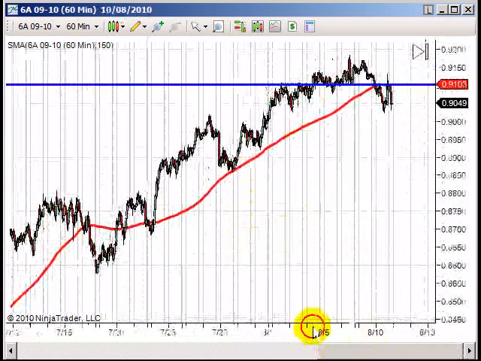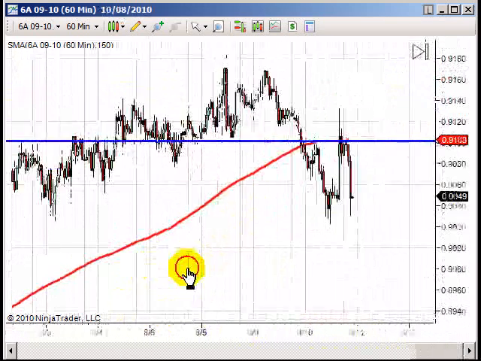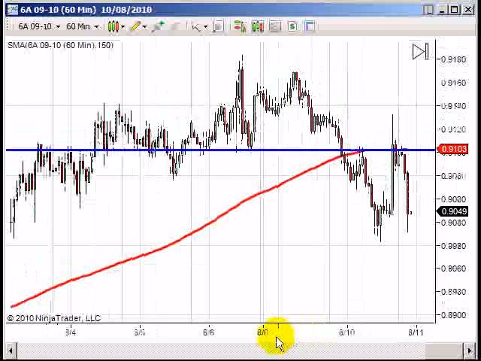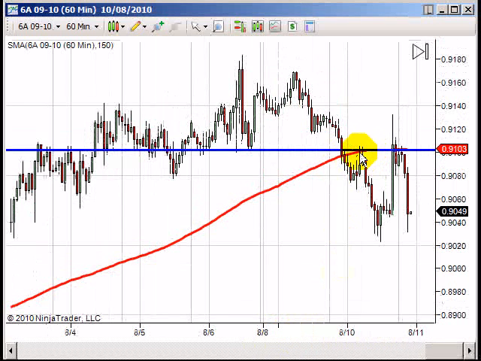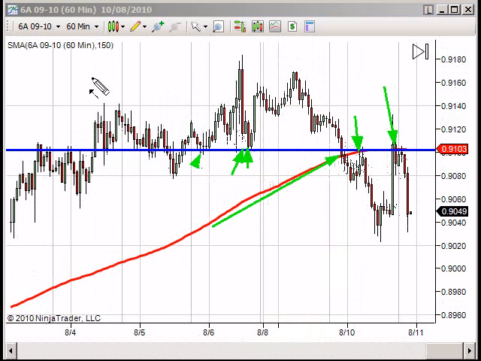So let's bring it into a smaller time frame chart. What we can see right now is the market actually hit this resistance level here. You can see these support levels through here. It came up, hit this now as resistance, and is now getting rejected. It's also below the 150 moving average.